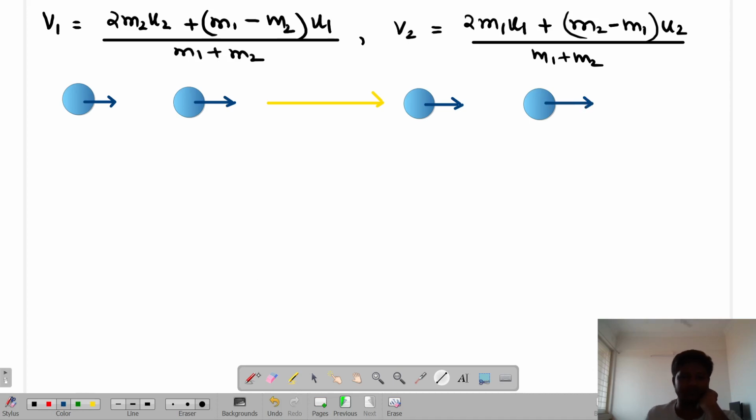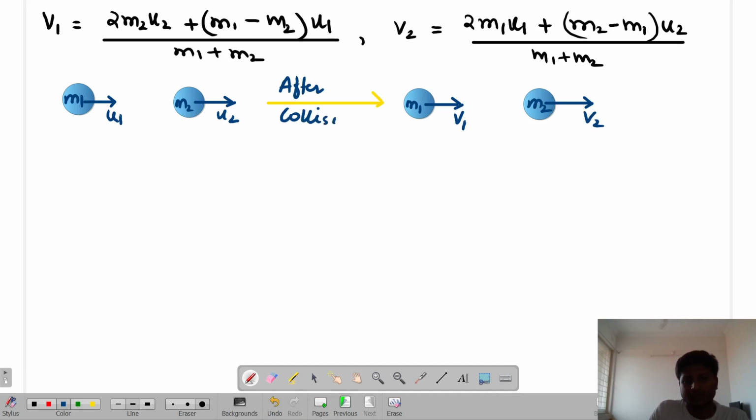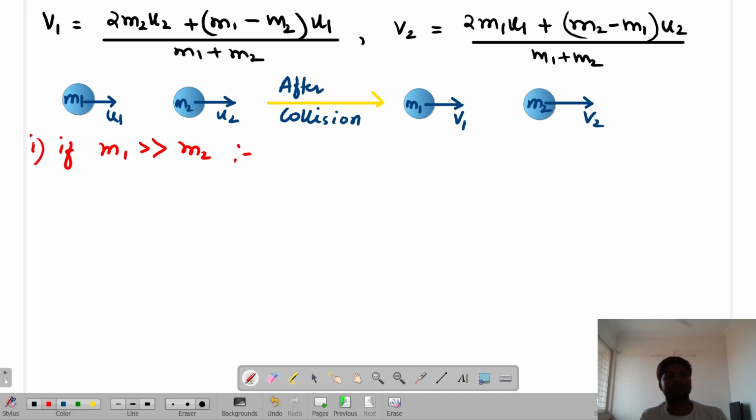Try to see. Let's suppose this is m1 with u1. This is m2 with u2. So what is going to happen? Try to understand. This is m1, which is going to move with v1, and this is m2 going to move with v2 after collision. But one thing is there that I put on this case: if m1 is greater than m2, means m1 is much heavier than m2, so m2 will be considered as negligible, isn't it?